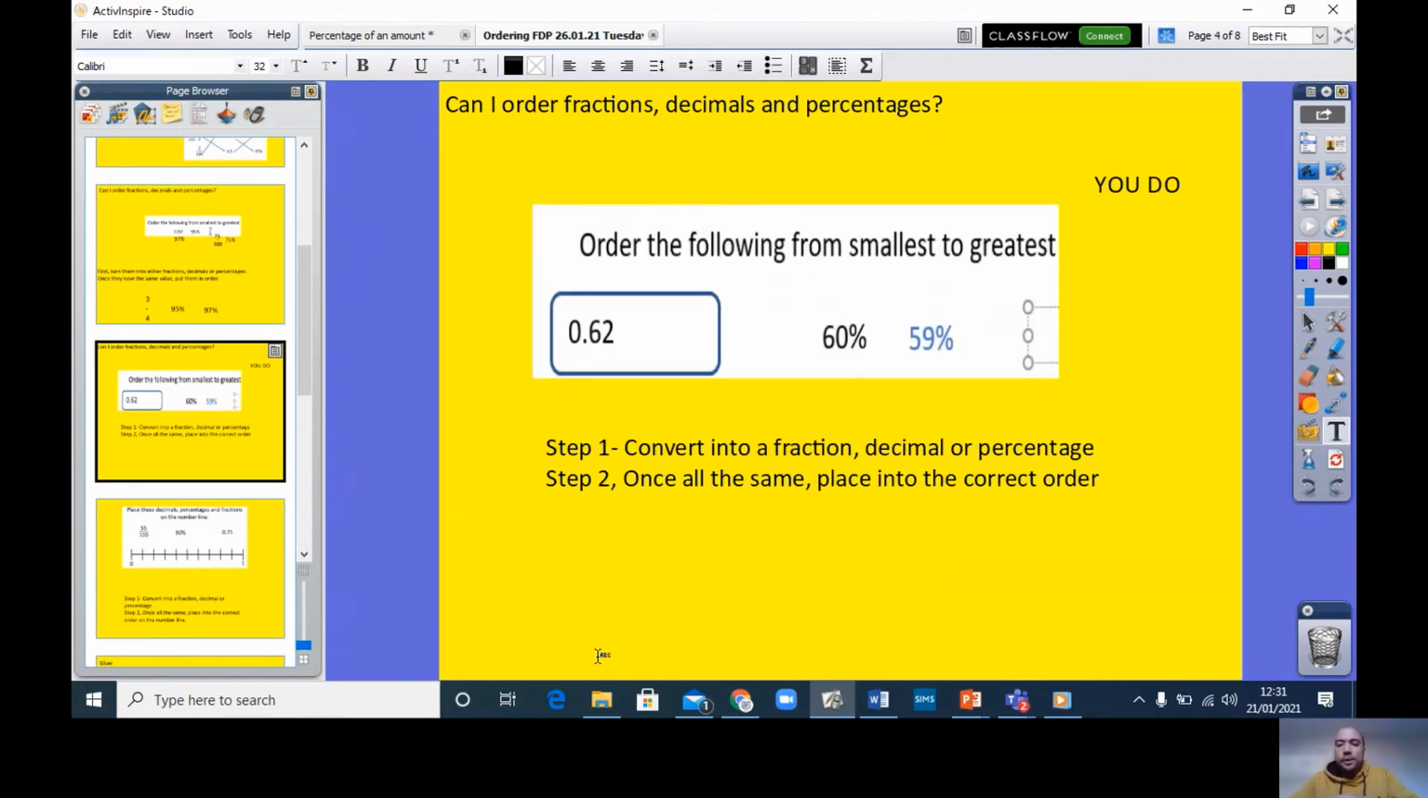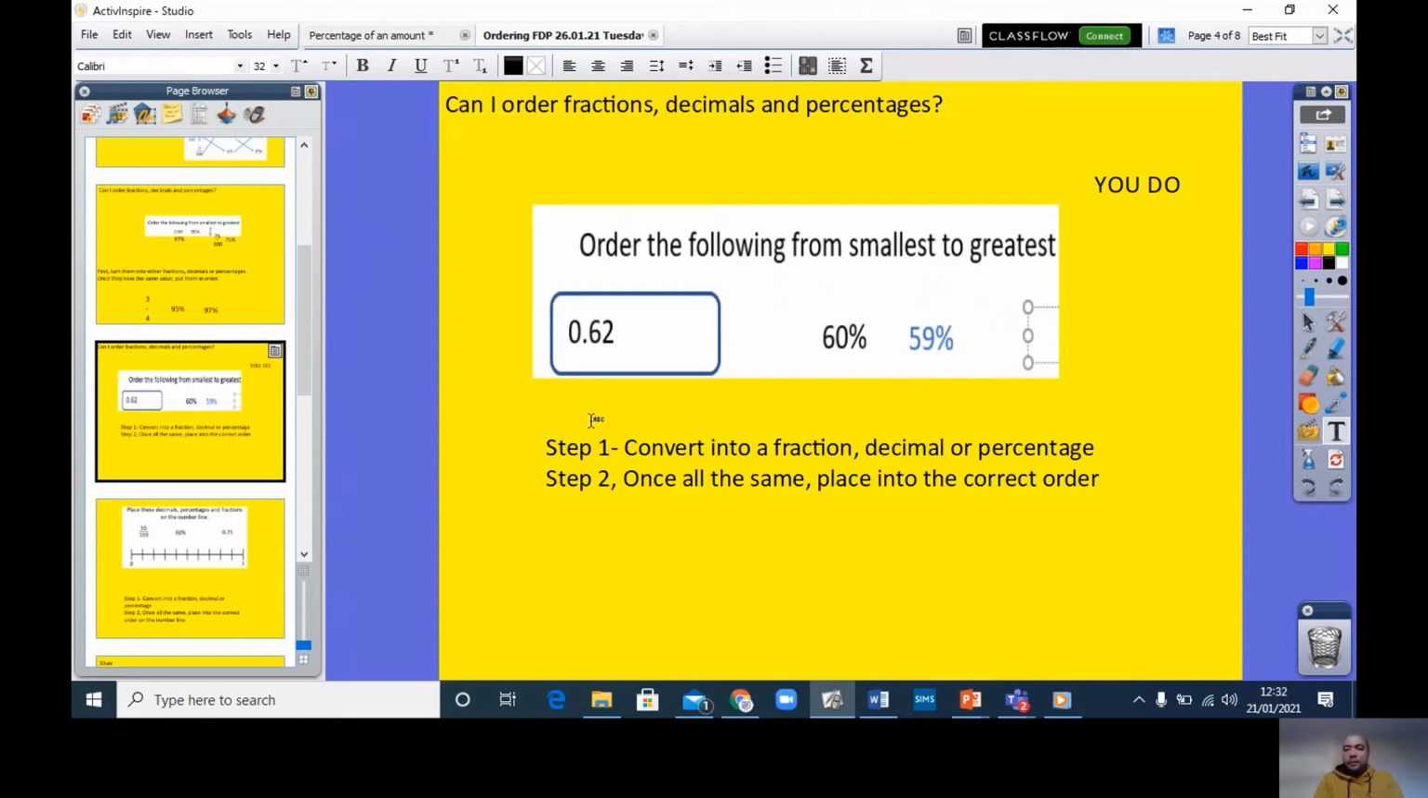So this is for you. Order the following from smallest to greatest. First of all, convert into a fraction, decimal or percentage. You choose. Once all the same, place in the correct order. Now 2 of these are already percentages, so my advice would be to go for turning it into a percentage again. But if you want to turn these into a decimal, that is absolutely fine. I wouldn't do a fraction this time just because none of them are fractions yet. But again, turn them into one value and then order them from smallest to greatest. Pause the video, have a go.